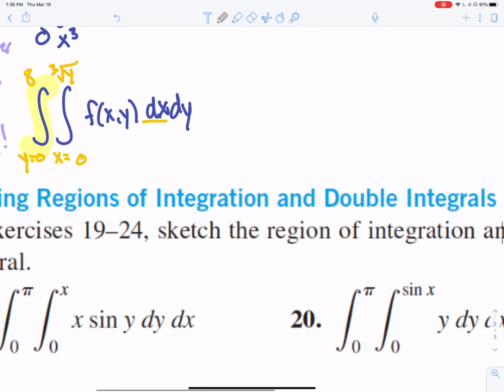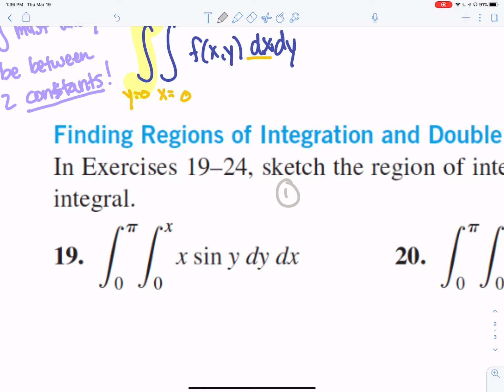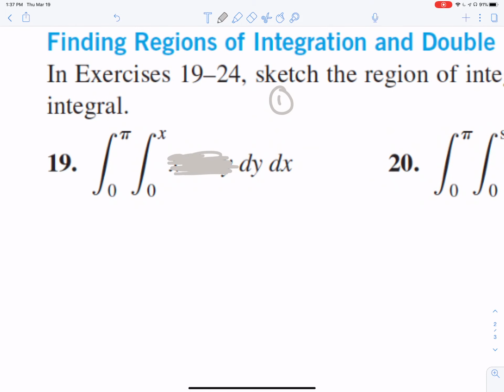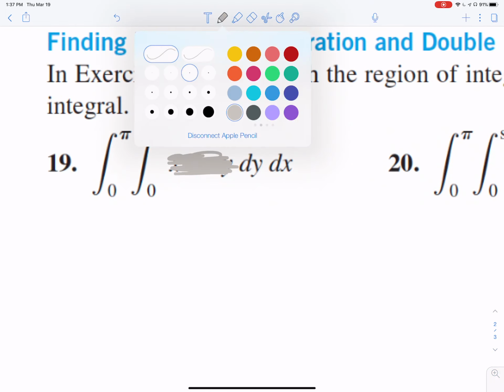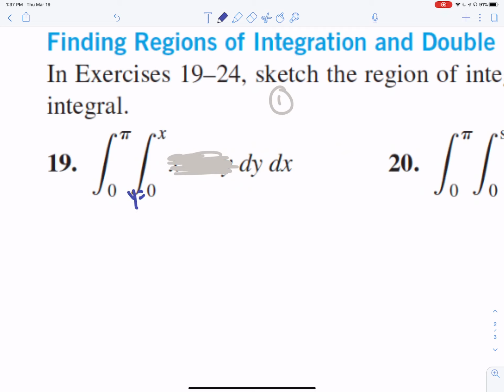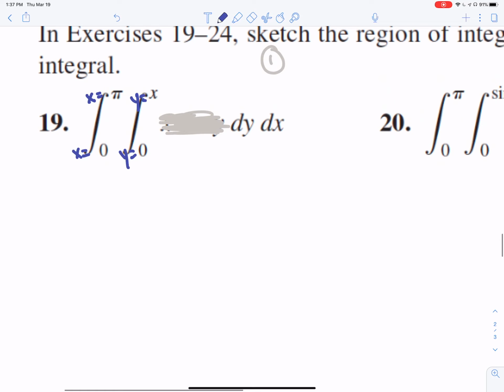Remember, the region of integration has to do with the bounds on your integral. So all we're doing right now is we're looking at this. We're not even paying attention to the function on the inside. We can ignore whatever function's in here because that's the surface that lives above the region of integration. So let's just look at y equals 0 to y equals x, and then we have x equals 0 to x equals pi. Okay, let's sketch this out.